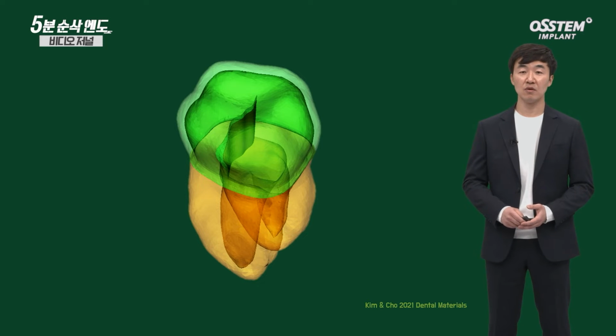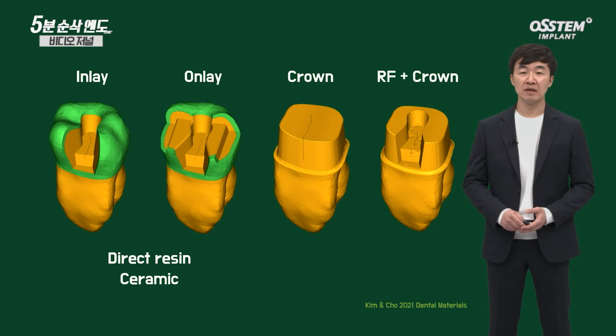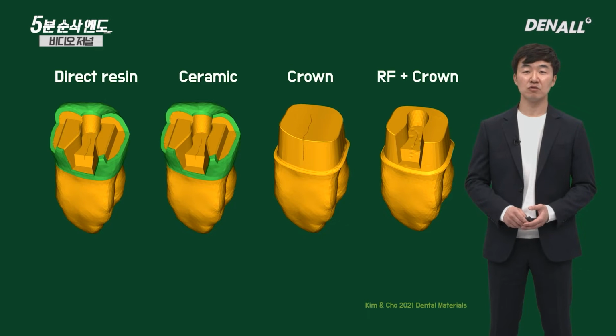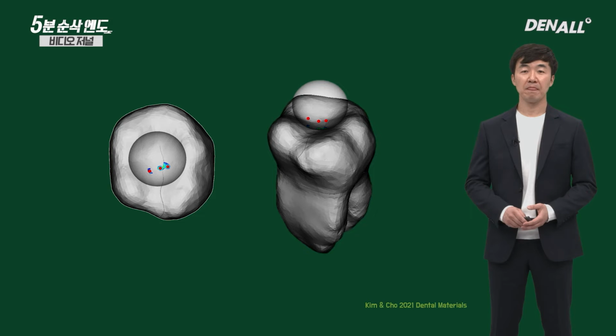First, I modeled the lower molar and gave crack. There were 4 different types of treatment: inlay, onlay, and crown. And for inlay-onlay type, direct resin and indirect ceramic restorations were provided. Today, due to time constraint, I'm going to talk about onlay direct resin restoration case and onlay indirect ceramic restoration case, as well as crown restoration and crown restoration after resin restoration. I'm going to focus on these 4.